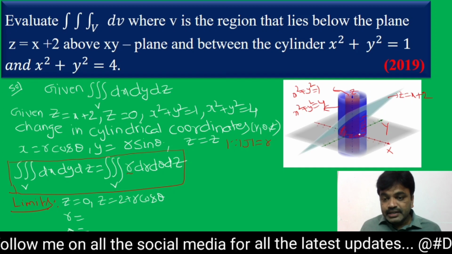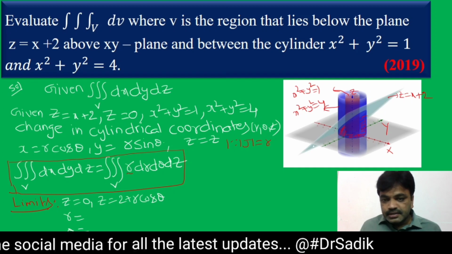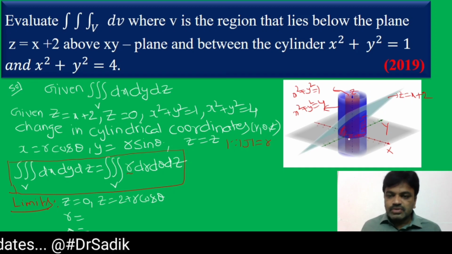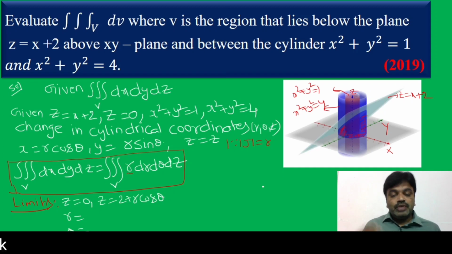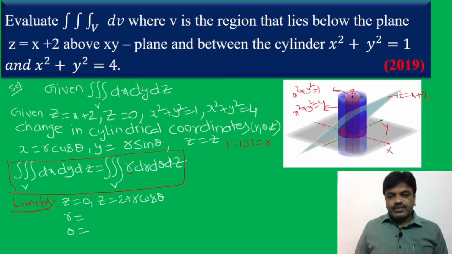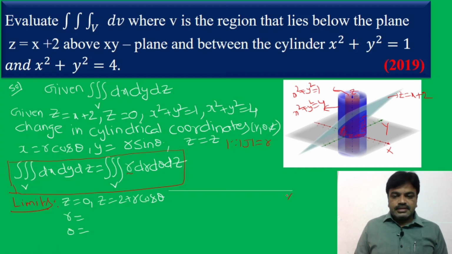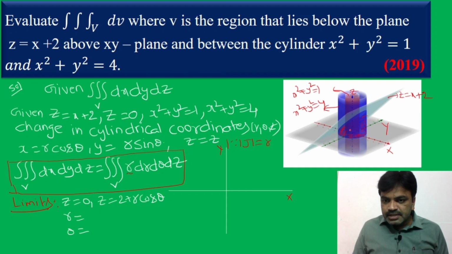Now how can you find the limits of r and theta? Here it is a little bit difficult, friends. So I want to go to 2 dimensions. How does it represent? Let us see in 2 dimensions. So this is the x axis and y axis. See here, in 2 dimensions it represents a circle, friends. In 3 dimensions it is a cylinder. In 2 dimensions it represents a circle.